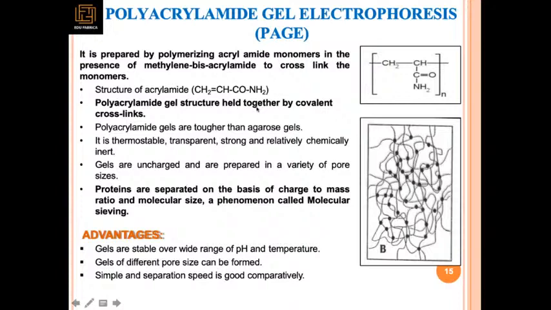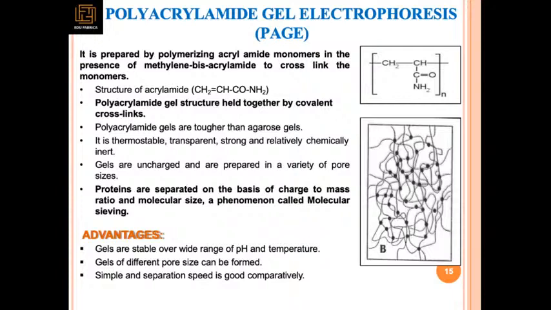So polyacrylamide gel structures are held together by covalent crosslinks, and the gels are tougher than the agarose gels. So it is thermostable, transparent, strong, and relatively chemically inert. And gels are uncharged and separated in a variety of pore sizes. And proteins are separated on the basis of charge to mass ratio and molecular size, and the phenomenon is called molecular sieving.